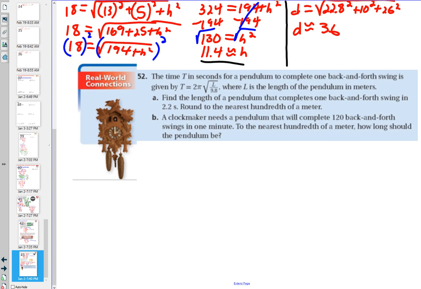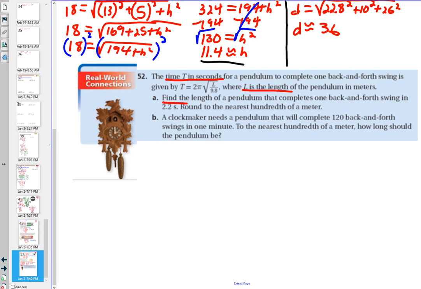The time t in seconds for a pendulum to complete one back and forth swing is given by this formula, where L is the length of the pendulum in meters. So L is a length and T is the time. But again, they've already modeled it for you. You're not having to take care of the modeling. On the test and quiz, on the work problem you get, you won't have to worry about modeling. But you will potentially have to worry about solving.